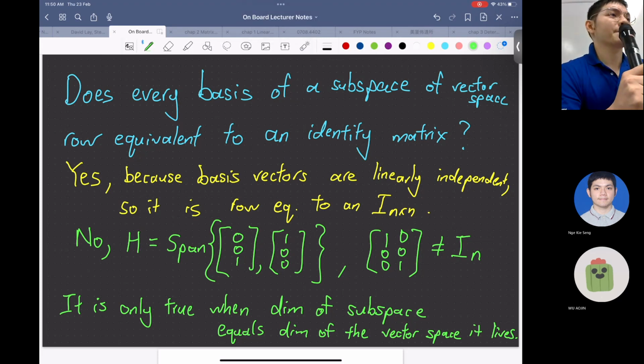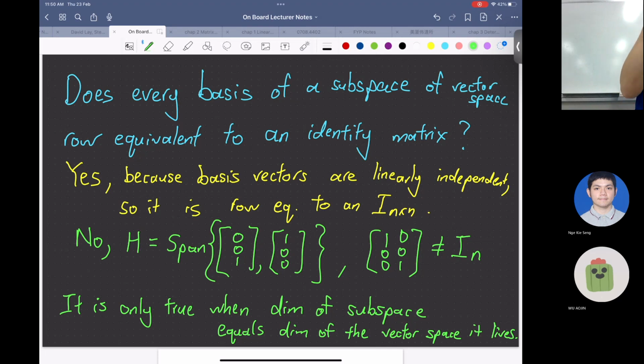Because the n by n identity matrix already fixes the dimension of your subspace. When the dimension of the subspace equals the dimension of the vector space, that subspace is actually V itself.